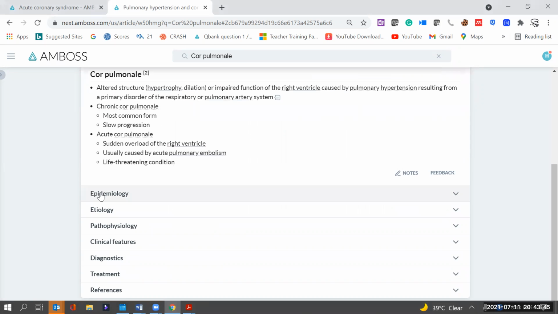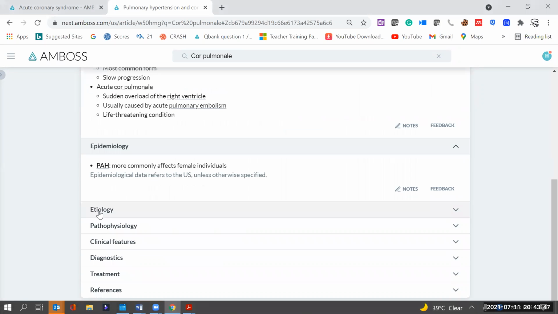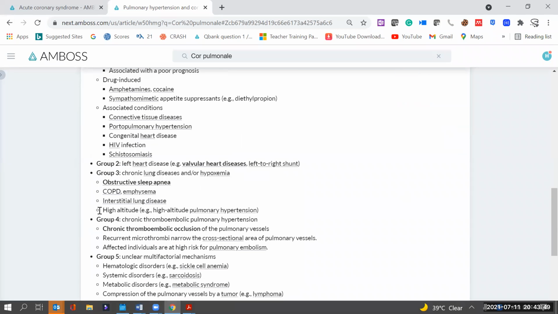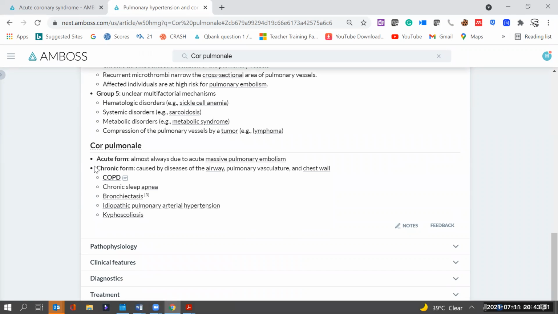So if we go for the epidemiology, go for the etiology. Here, the etiology of cor pulmonale has two forms: acute, mainly because of massive pulmonary embolism, because that's the acute episode, and chronic, like COPD. COPD is the most important thing. But there are certain other respiratory problems also, right? Say, for example, the patient has chronic sleep apnea, bronchiectasis, idiopathic pulmonary arterial hypertension, or maybe a case of kyphoscoliosis. These are all other things that can also lead to the chronic form.